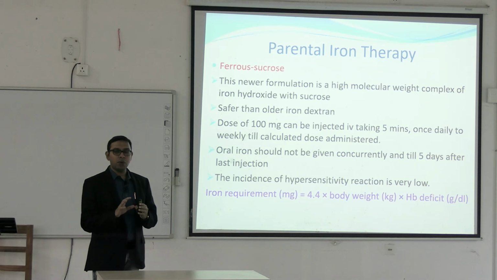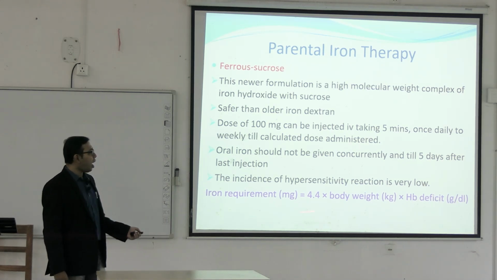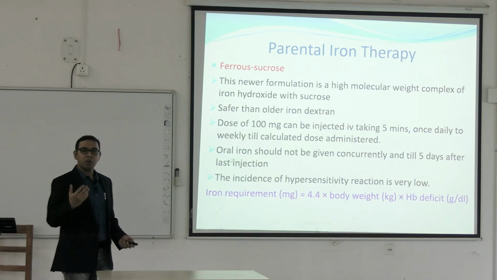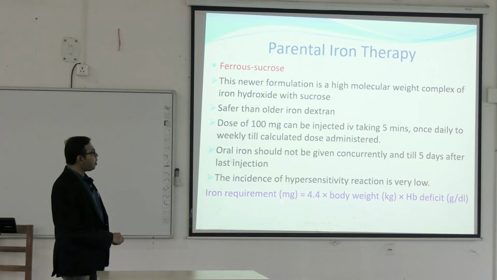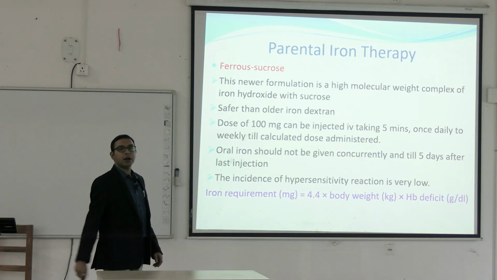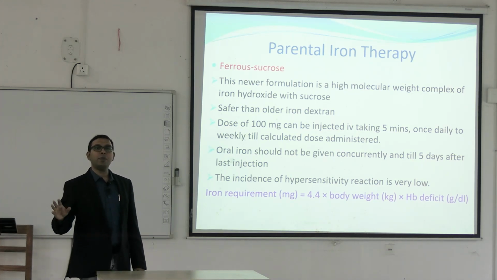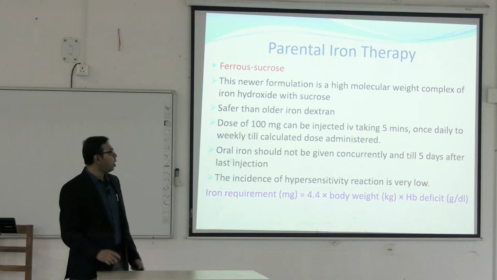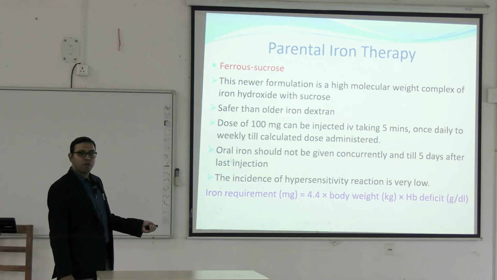So we have to calculate how much dose is needed by means of iron requirement calculation. There are several different types of calculations. For example, iron requirement in milligram is 4.4 into body weight in kg into hemoglobin deficit in gram per deciliter. For example, the hemoglobin we need is approximately 13, and the patient's hemoglobin is approximately 8. So ultimately the hemoglobin deficit is 5 gram per deciliter. Body weight, for example, is 70. So 5 into 70 into 4.4. This will be the milligram of iron requirement.